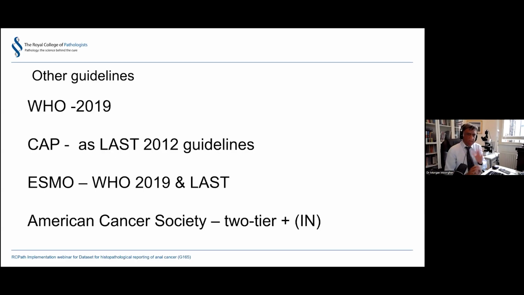Now, this then became adopted in various guidelines, just to mention WHO, CAP, the College of American Pathologists, ESMO, which is the European guideline, and the American Cancer Society. All of them have adopted this concept of a 2-tier system. And sometimes they say, well, you need to put IN in brackets, but WHO actually omits that little bit. So that's where we are.